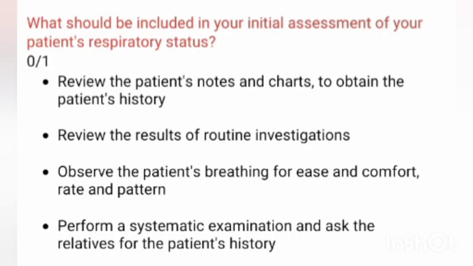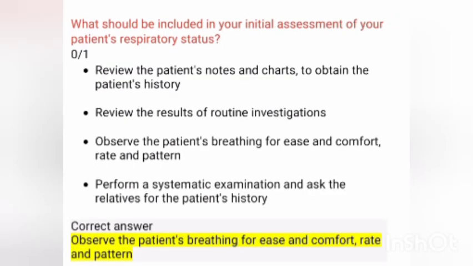Next question, what should be included in your initial assessment of your patient's respiratory status? Option A, review the patient's notes and charts to obtain the patient's history. Option B, review the results of routine investigations. Option C, observe the patient's breathing for ease and comfort, rate and pattern. Option D, perform a systematic examination and ask the relatives for the patient's history. The correct answer is option C, observe the patient's breathing for ease and comfort, rate and pattern.